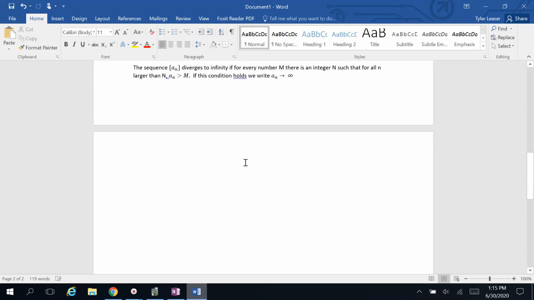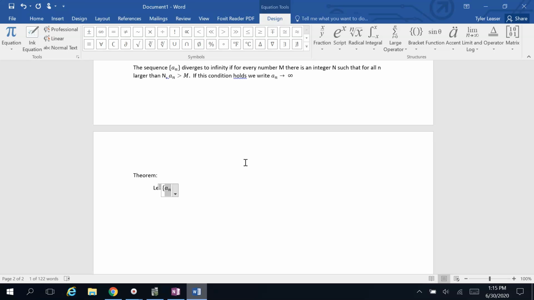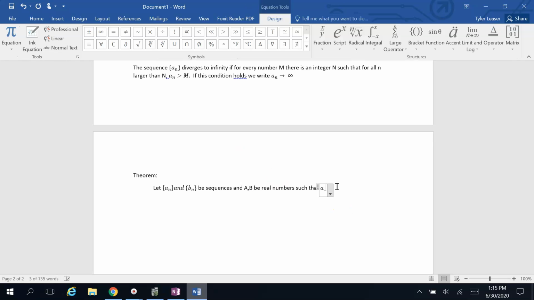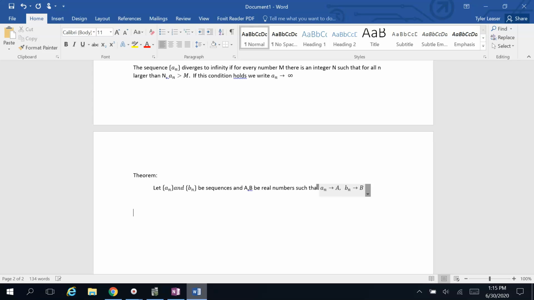All right, part 2 of the first section still. We're still focusing on sequences. I have our first theorem here, and there's going to be a lot of theorems in chapter 10. So let there be two different sequences, a sub n and b sub n, and let A and B be real numbers such that a sub n converges to A and b sub n converges to B. So we have two sequences that we know converge.